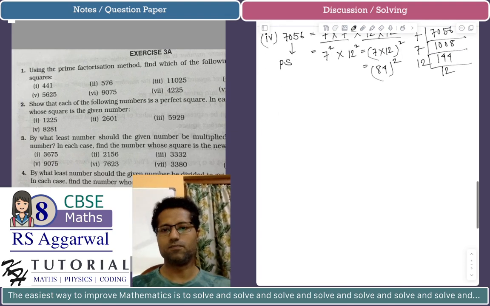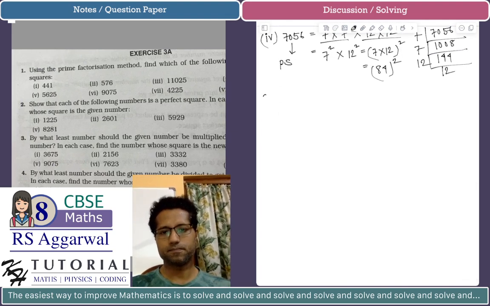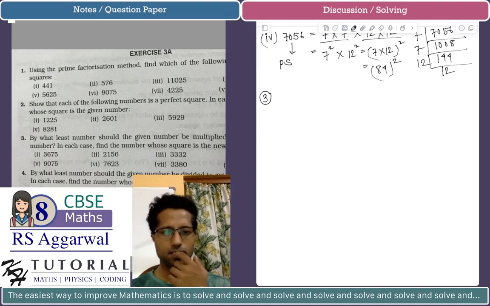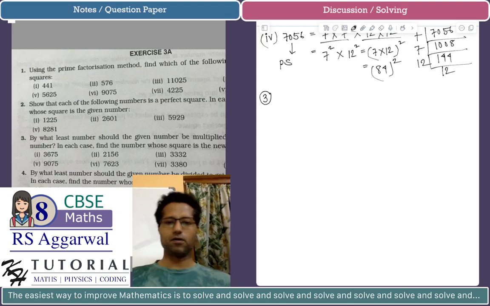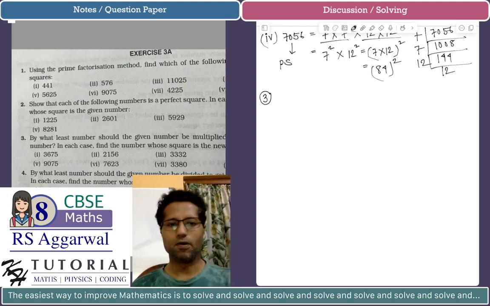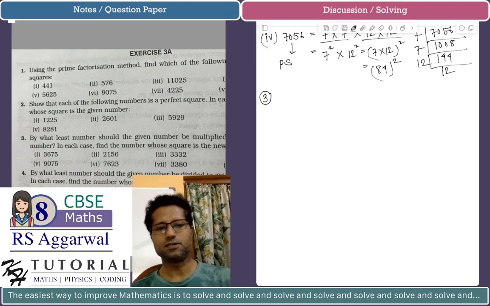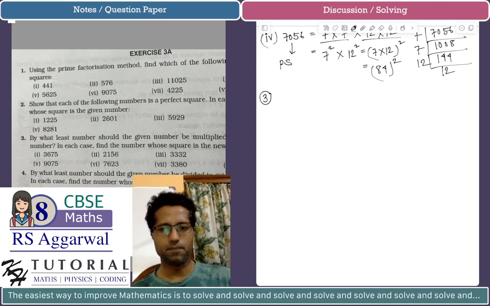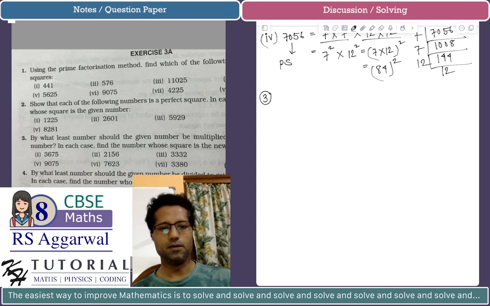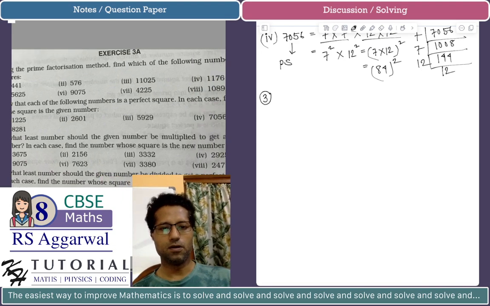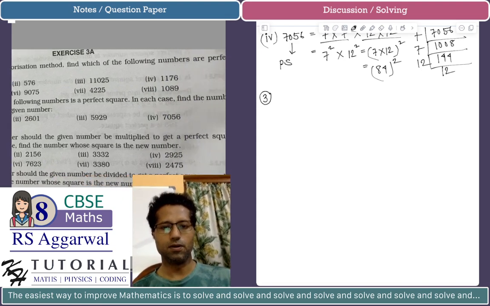Sorry, not part 3, problem number 3. Now problem number 3 and 4 are very interesting. These are a very special type of problem. You should be very well aware of solving this kind of problem. So problem number 3 says, by what least number should the given number be multiplied to get a perfect square number? In each case, find the number whose square is the new number.